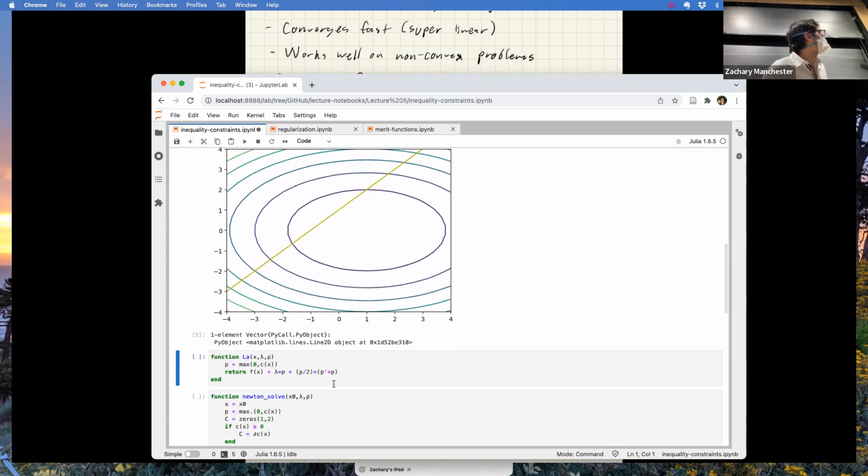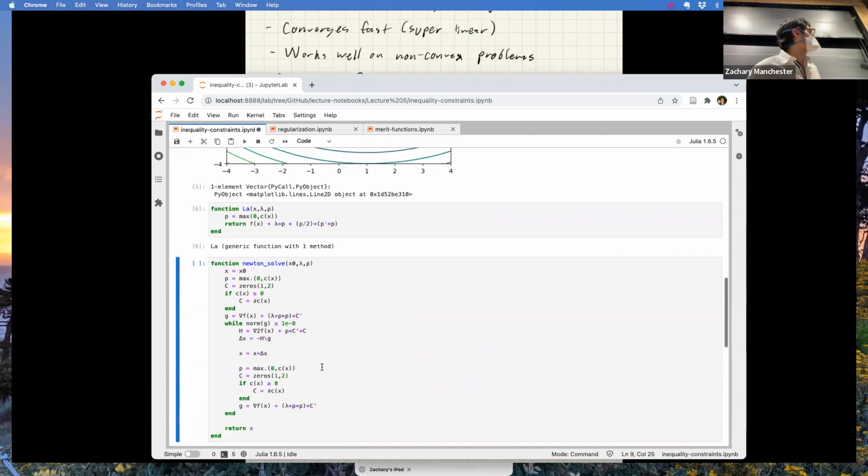Okay, so here's the augmented Lagrangian, like we just wrote down. We've got the lambda, we've got the penalty term, all that good stuff. And then here's Newton's method on this. It's exactly the same kind of Newton thing we did before. In particular, the Hessian here has the Hessian of the objective plus this penalty term now.